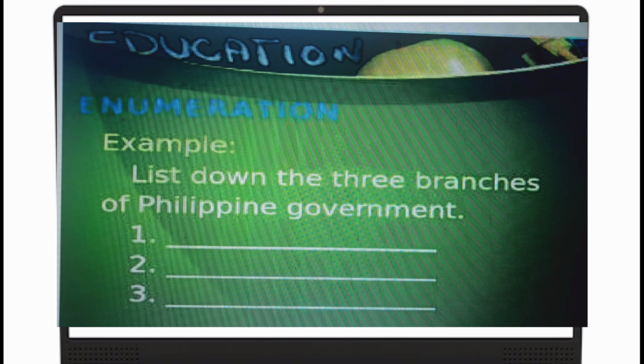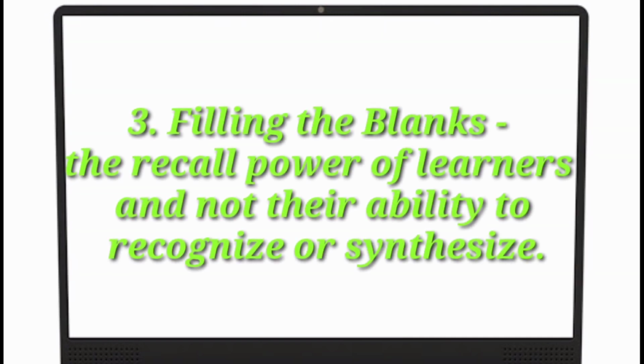Next and the last one is the filling the blanks. In here, the recall power of learners is tested, and not their ability to recognize or synthesize. This is the basic aim of this format. This is also to encourage learners to apply the knowledge they have already learned. So, they must have access to the source materials before they are asked to answer the questions.